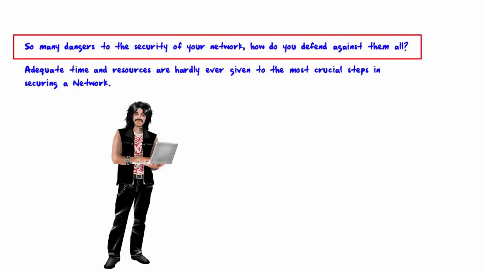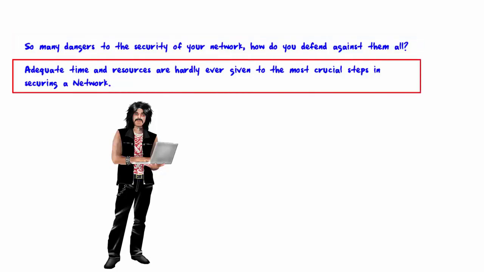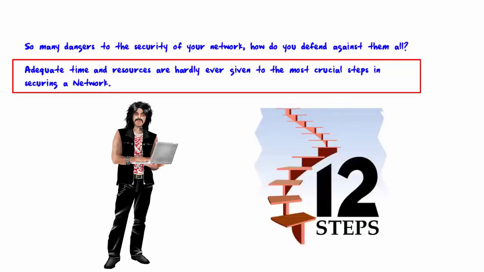So many dangers to the security of your network. How do you defend against them all? Well, that's what this course is all about. Adequate time and resources are hardly ever given to the most crucial steps in securing a network. With this course, I'm going to give you 12 steps to follow that include the most crucial steps, so you'll be sure to cover everything. Likewise, you'll be sure not to spend a whole lot of time on steps that don't add much value.